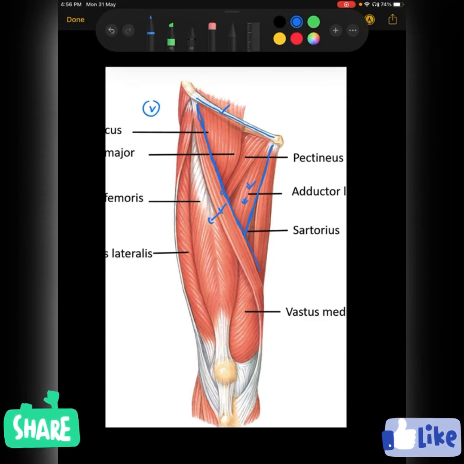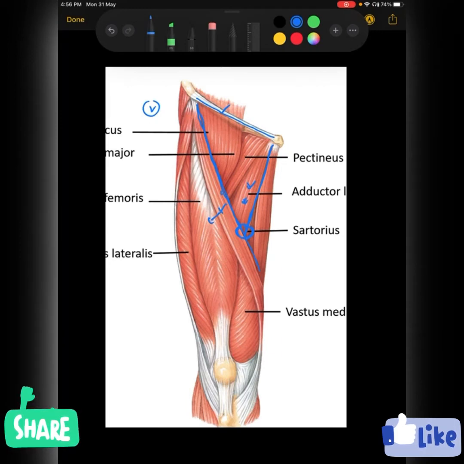So what is the apex of the femoral triangle? Where the two boundaries meet, that is the point where the medial border of the adductor longus and the medial margin of the sartorius meet. This point is the apex of the femoral triangle. Alright, so now we know the boundaries of the femoral triangle.